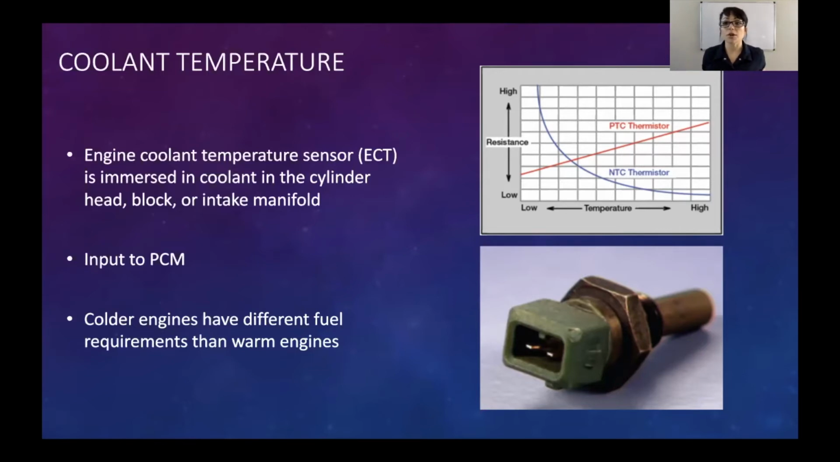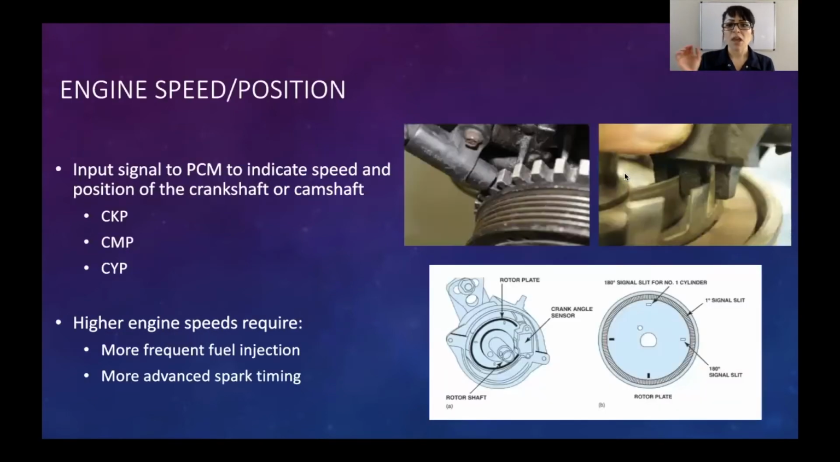Colder engines are going to require more fuel to stay running. Once it starts to warm up, everything gets back into where it's supposed to. We start to build a little bit more compression. All these extra different things happening. They get more efficient. Engines like to be hot in order to get good fuel economy as well as power. And so knowing the temperature of the engine is going to make a big difference on how our air fuel mixture looks. The next input would be engine speed or position.